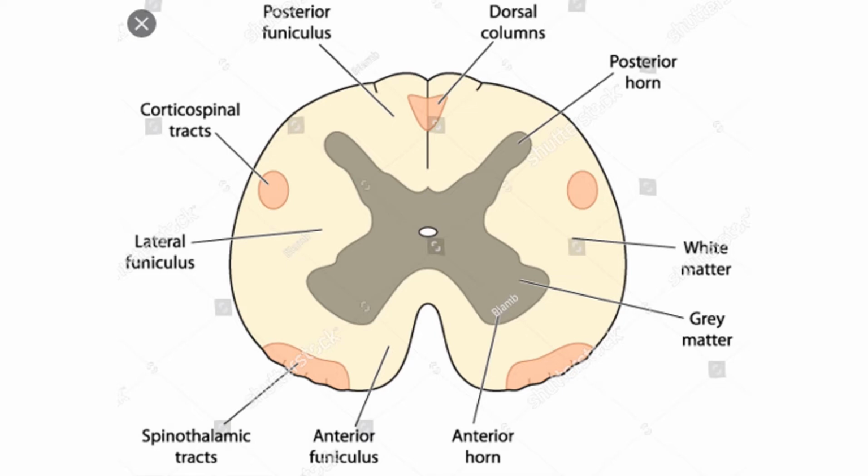What about the internal ones? When we look at a cross-section of the spinal cord, we can see that, in an opposite way to the cerebral hemispheres, we have the white matter on the outside and the gray matter on the inside. That is the opposite arrangement of the layers of the brain. Then we have an outer white matter and an inner gray matter.